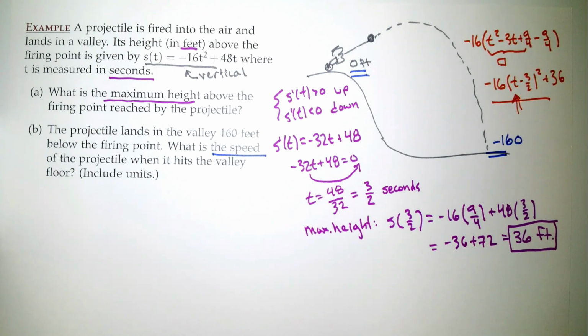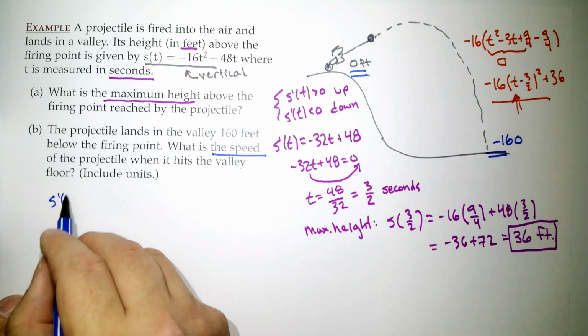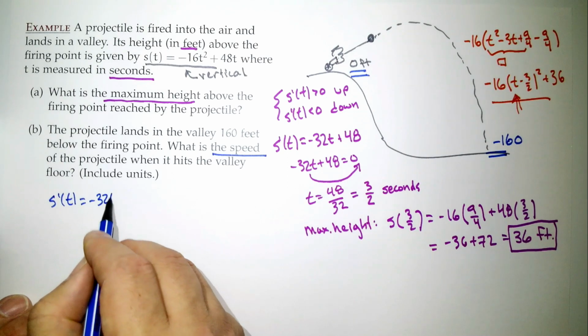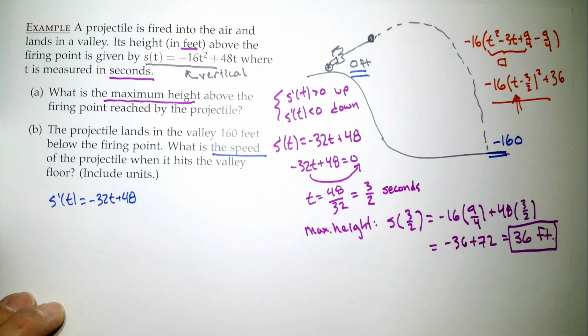If I want the velocity, what do I need to do? Take a derivative. All right, so we already have the derivative. So s prime of t, again, that's negative 32t plus 48. So we just take the absolute value and we're done, right? Well, no, what are we missing? We got to plug in a time. Which time do we plug in? We don't know yet, right? We've got to figure that out.